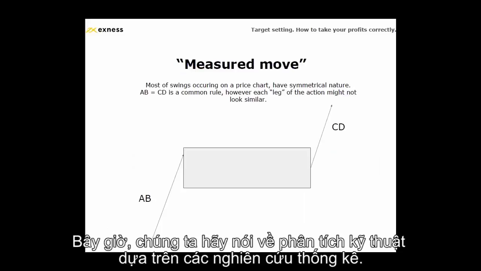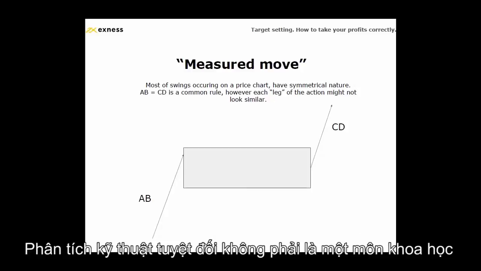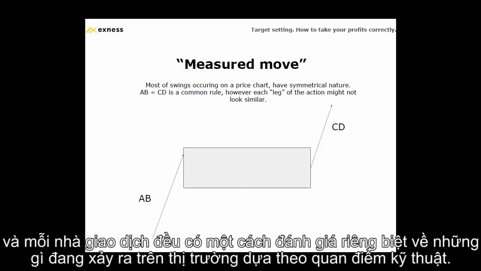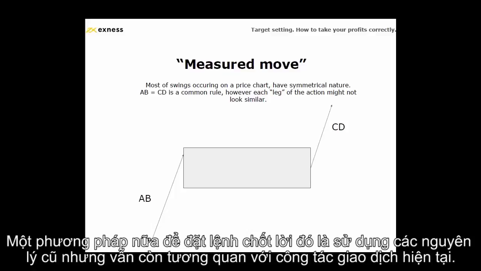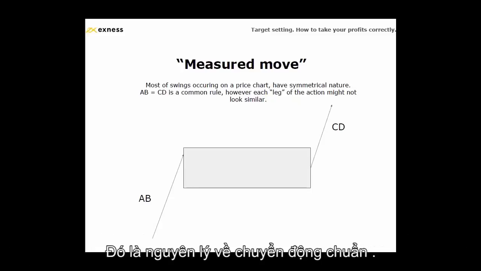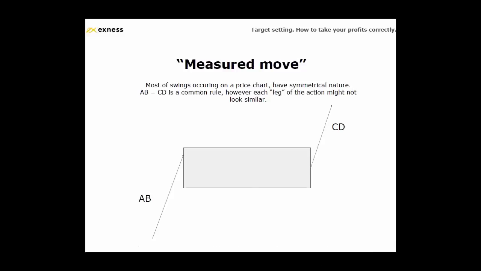Now let's talk about technical analysis and switch to technical analysis from statistical studies. Technical analysis is absolutely not a science, and every trader has a unique perspective on what is happening in the marketplace. Another method of placing take profit orders is employing the old principle that nevertheless remains relevant for today's trading as well. It is the principle of a measured move.